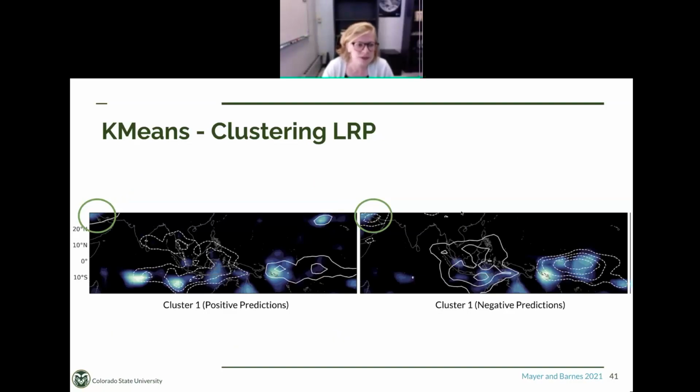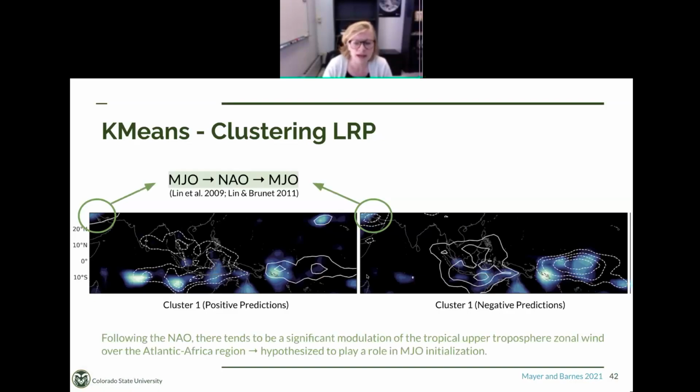You might have also noticed that there's a hotspot over Saudi Arabia in both cluster 1 and cluster 2 of negative and positive predictions. We're hypothesizing that this could be related to the MJO, to the NAO, and back to the MJO connection, where following the NAO, there tends to be a significant modulation of the tropical upper troposphere zonal wind over the Atlantic Africa region, which has been hypothesized to play a role in MJO initialization. And so the neural network may be identifying that this region is important to initialize the MJO, which leads to the correct sign of the NAO over the North Atlantic.